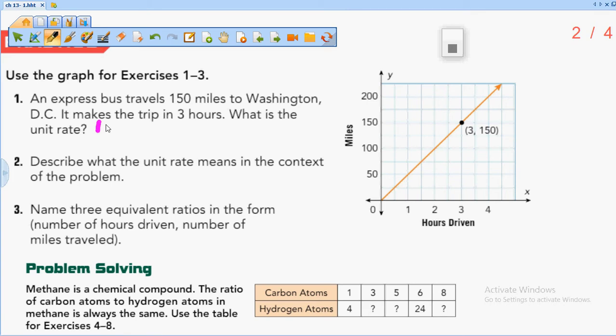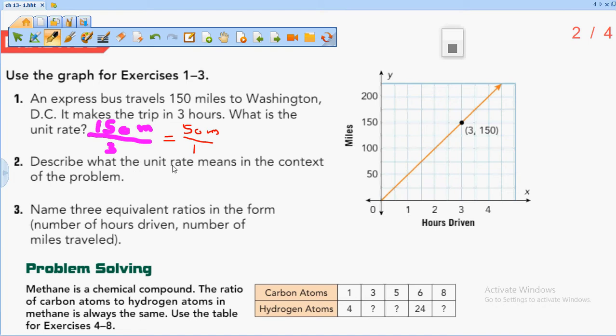You have to take first 150 miles over 3 hours. If we want to find the unit rate, we have to divide 150 by 3, which becomes 50 miles per hour. So the unit rate here is 50 miles per 1 hour. Okay, now the second question: describe what the unit rate means in the context of the problem.